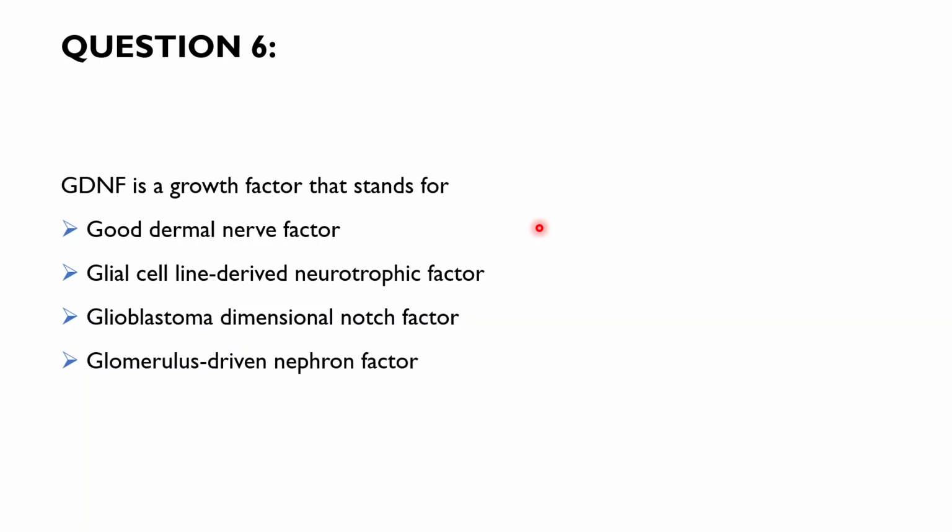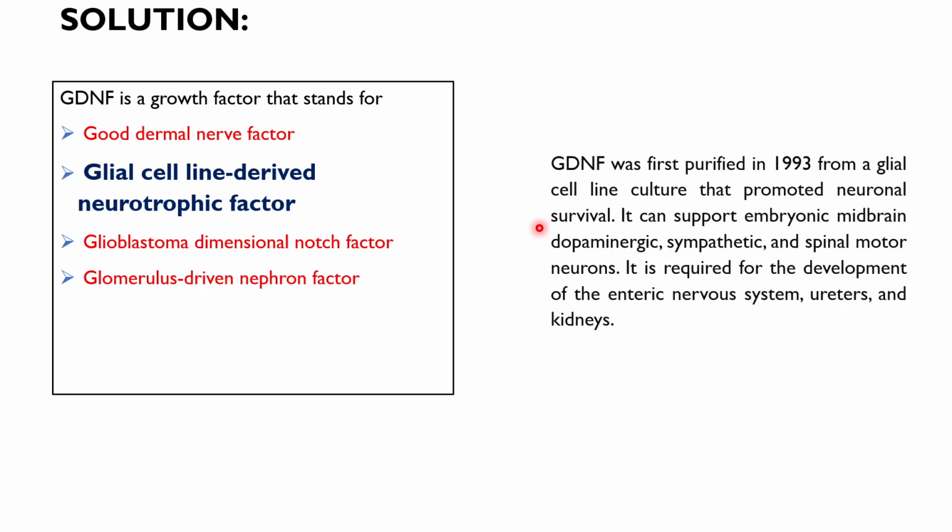Okay, so we will see what the right answer is. GDNF refers to glial cell line derived neurotrophic factor. It was first purified in the year 1993 from a glial cell line culture which promoted neuronal survival. So this factor is essential for the survival of the neurons.